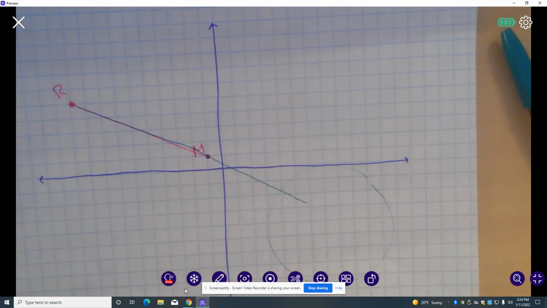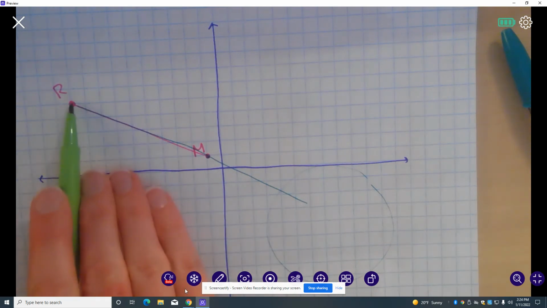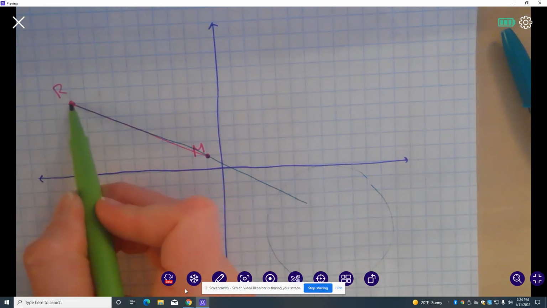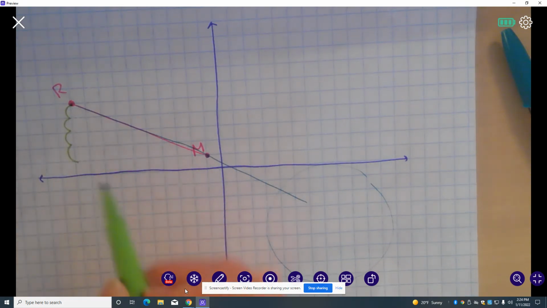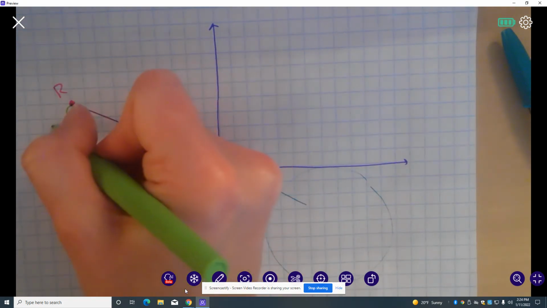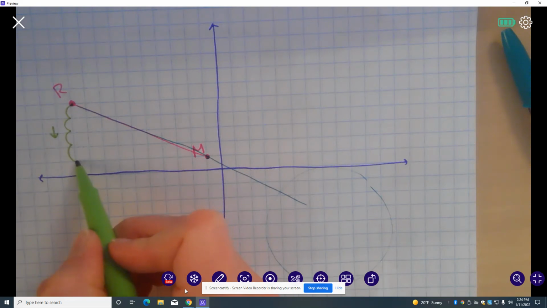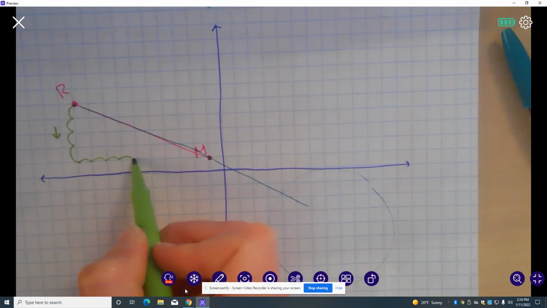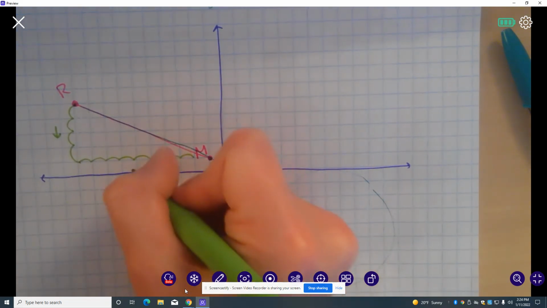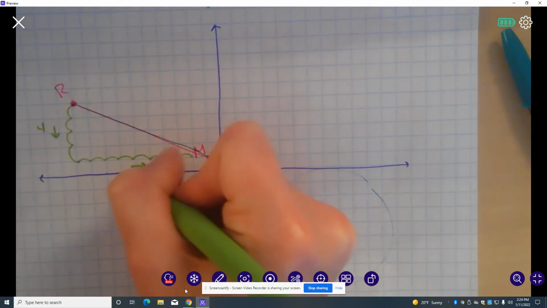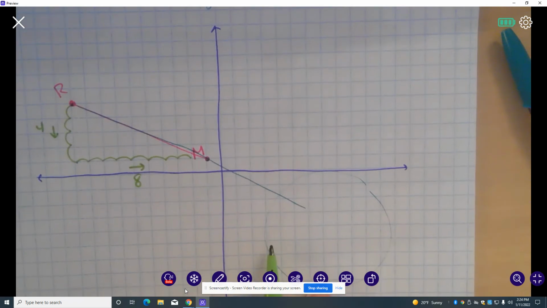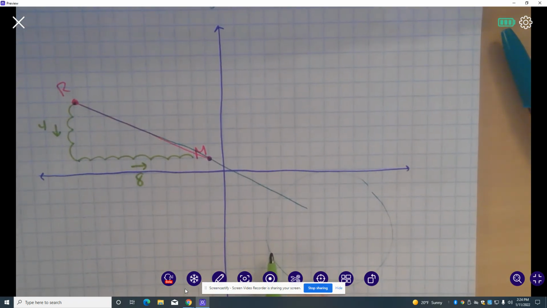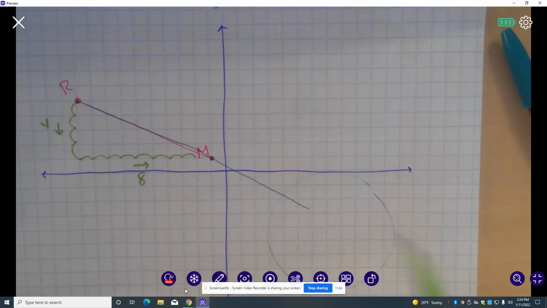So for example, what I mean by this is I'm going to start at point R, and I'm going to count down 1, 2, 3, 4. And then I'm going to count right 1, 2, 3, 4, 5, 6, 7, 8. Okay. Now, if I start at M and I count that same direction down and right, I will end up at point T, the other endpoint.